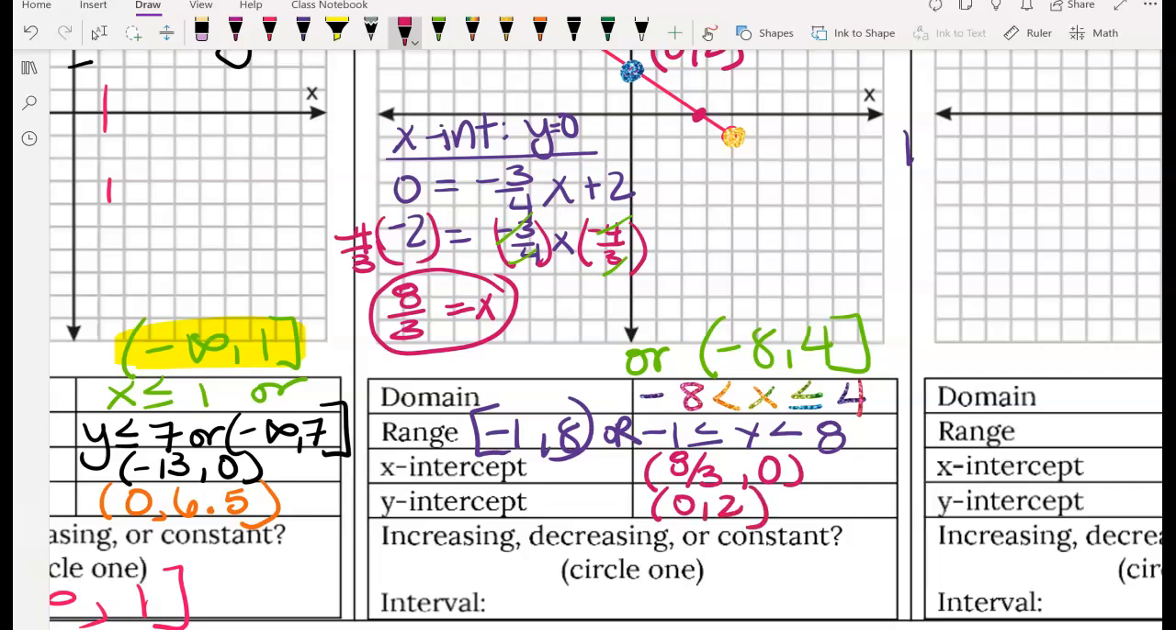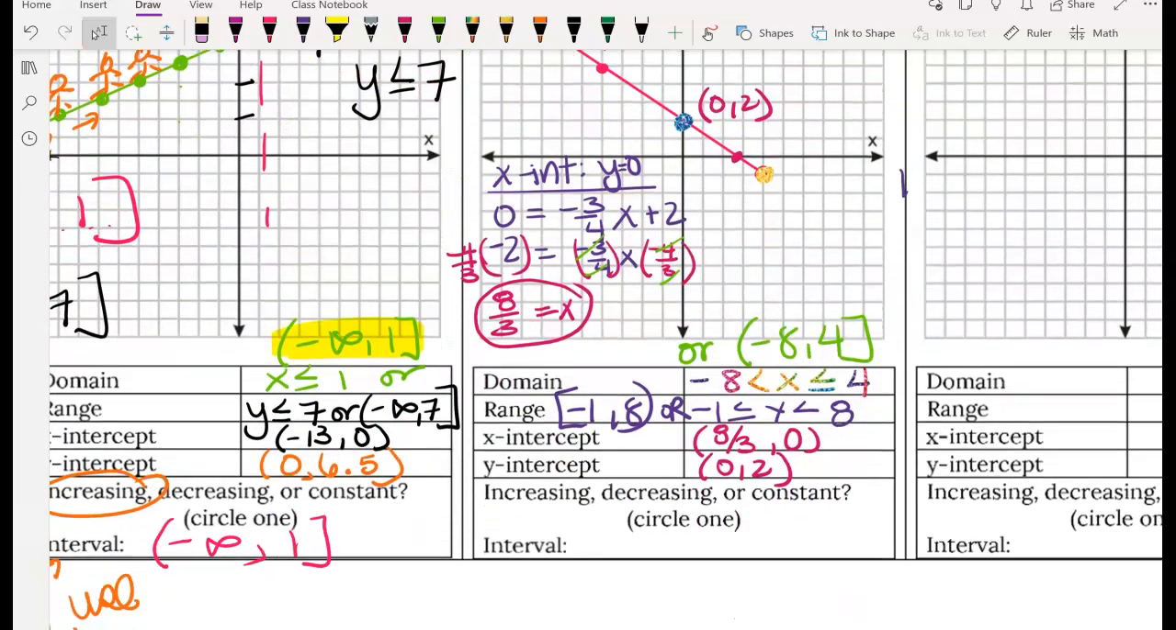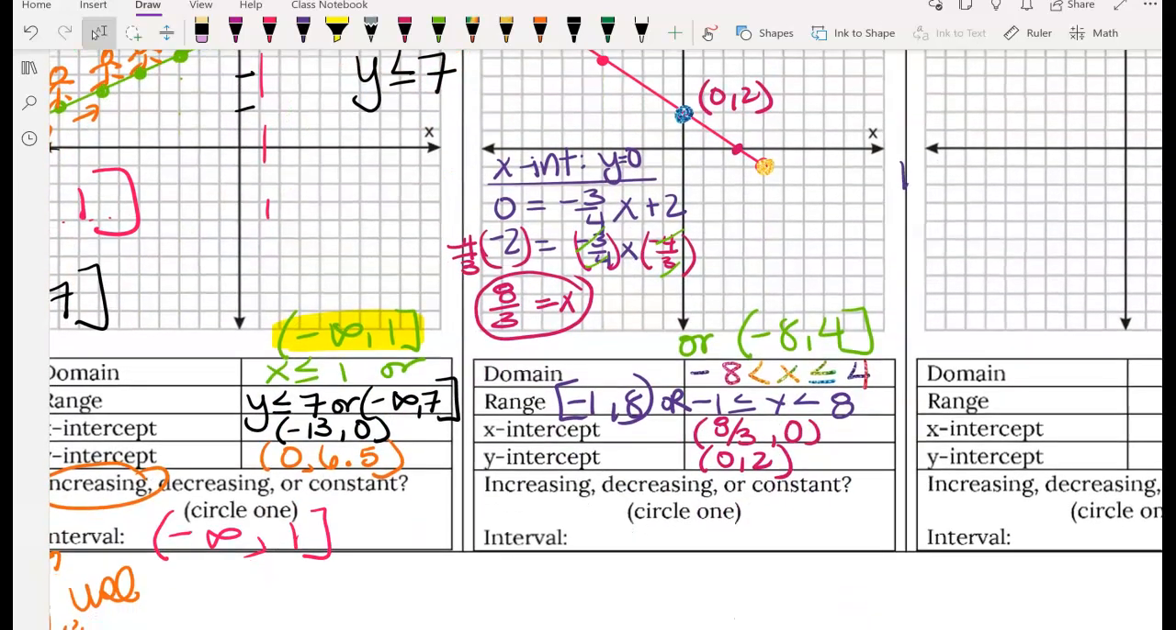Now for this one, it's going to be decreasing because you have a negative slope. Again, for its interval notation, students, we are only going to be using x. And because we have the domain already, we're just going to copy that domain over. So it's decreasing over the interval from negative 8 to 4, not negative infinity.